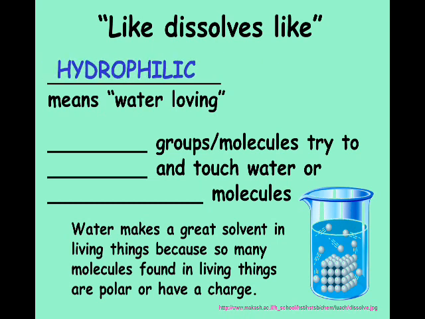Hydrophilic. The word philos comes from Latin, again, another science Latin word. It means to love or like. It's the same root that makes the word philosophy, to love learning. And so hydro, remember, if we take science words apart, we can kind of tell what they mean. Hydro means water. So hydrophilic means water loving, molecules that like water.